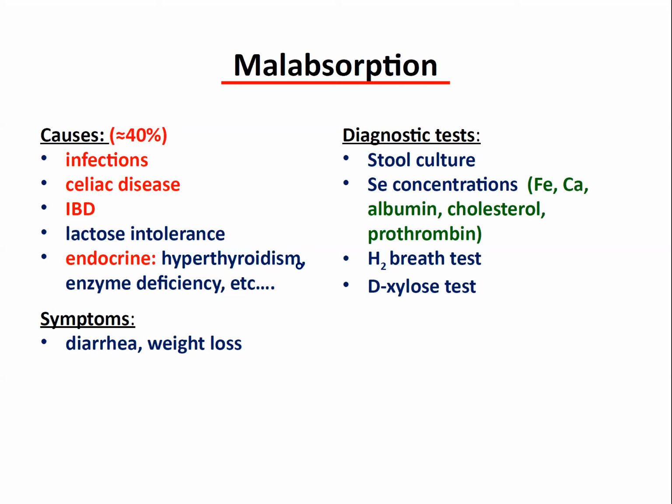The diagnostic test is stool culture, the microbiological culture. You can measure the serum concentration of iron, calcium, albumin, and cholesterol, so what is supposed to be absorbed from the intestine, and there are the hydrogen breath test and the D-xylose test. The D-xylose test directly measures the absorptive ability of the mucosa of the GI tract, and the hydrogen breath test measures bacterial production or bacterial presence in the GI tract.